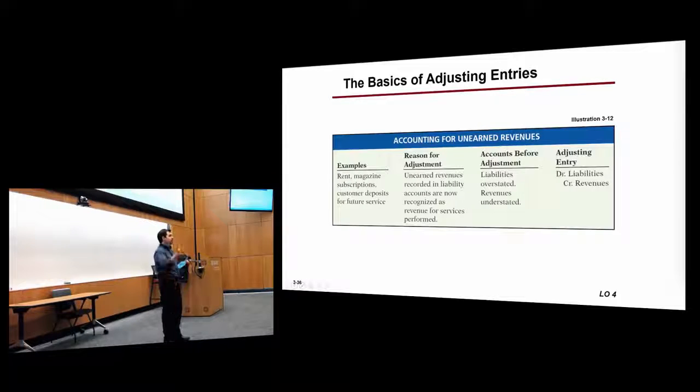Any questions? So now, when we adjust for prepaid expenses, what do we do? We debit the expense, we credit the asset, or the contra asset, right? When we are adjusting for unearned revenues, the adjusting entry would include a debit to unearned revenue and a credit to revenue. Any questions?